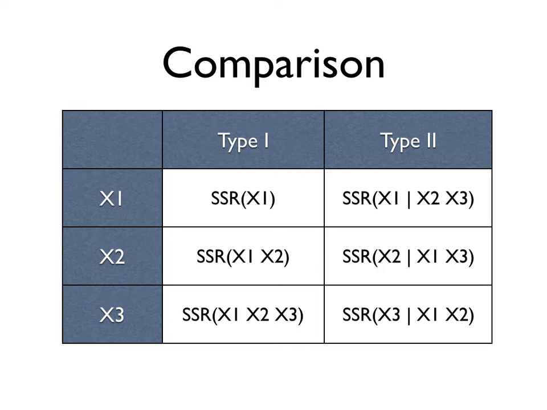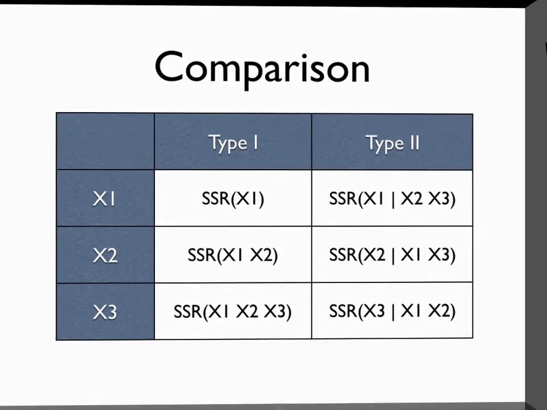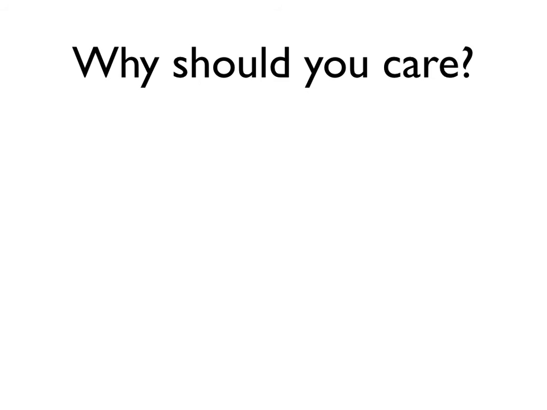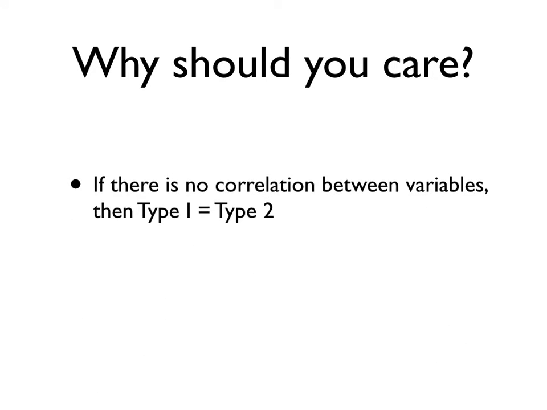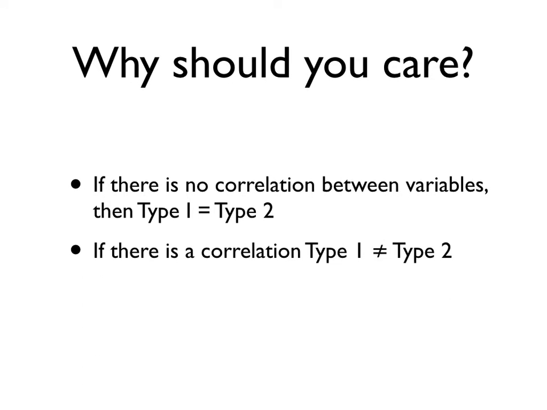Questions so far? Okay. So you might ask why you should care. Well, if there's no correlation between the variables, the type 1s equal the type 2s. You're not going to care a lot about this. It's more that if you were really looking closely at something, you might be looking at these type 1 and type 2 sums of squares. If there is a correlation, the type 1s don't equal the type 2s. That's the important thing.